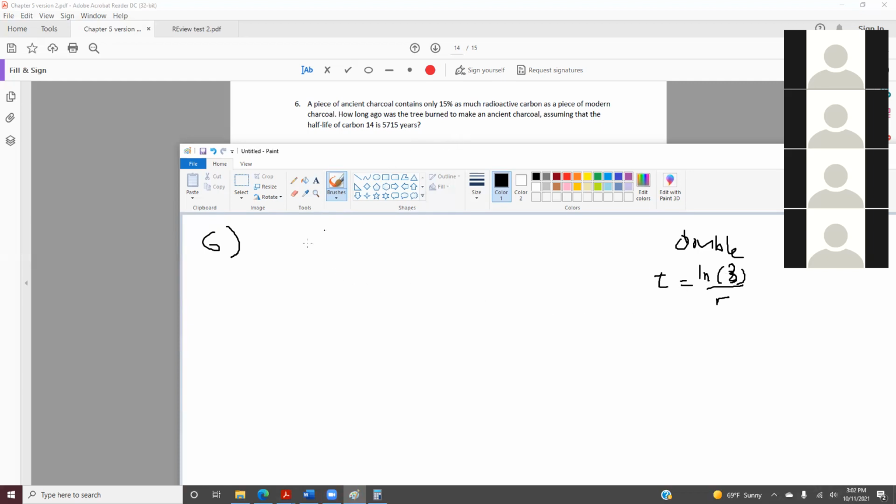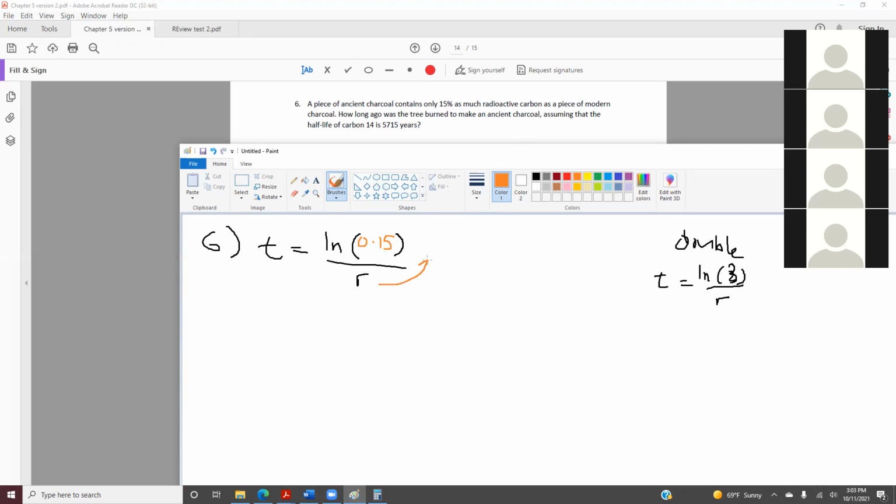So for this question, you want to find the time. It's going to be ln. Now, it's not 0.5. It's how much is left over. This question has 15% left over, so it's going to be 0.15. So this 15% will go in the ln.